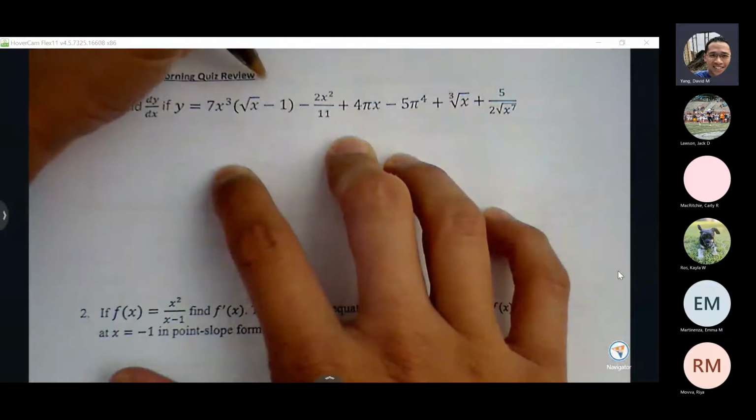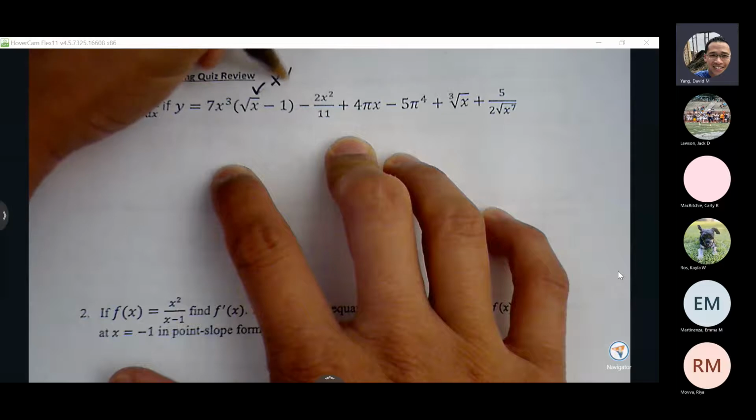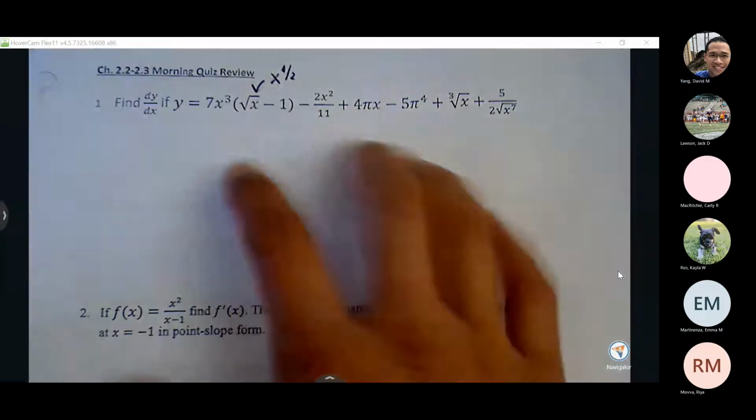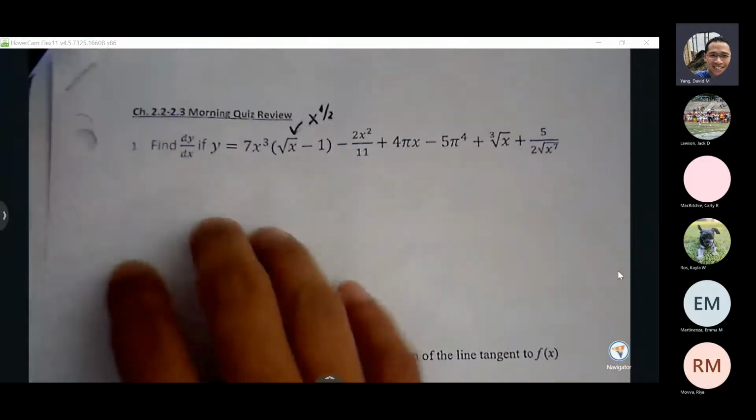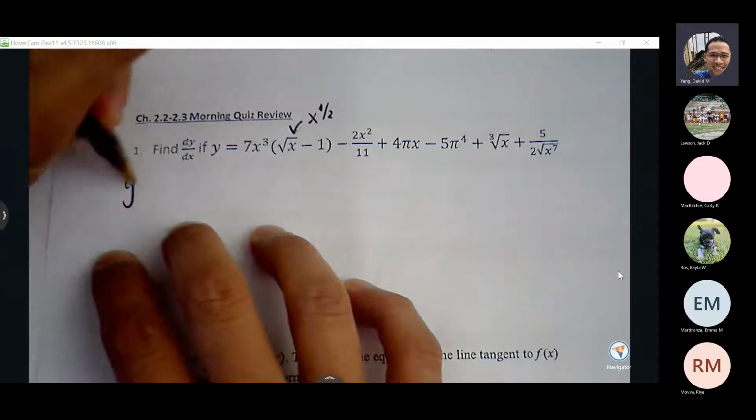But I'm going to do some rewrite here. Square root of x, the same thing as x to the 1/2. I'm just going to go ahead and start distributing through. It may take a couple of steps for me to get everything ready, but it's okay. We can take our time.